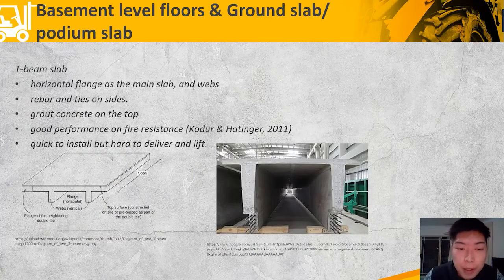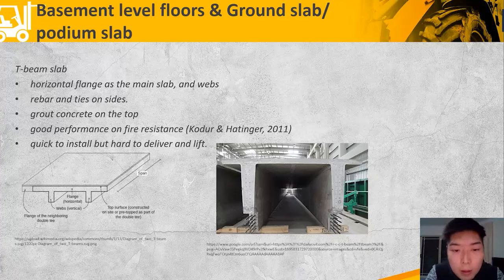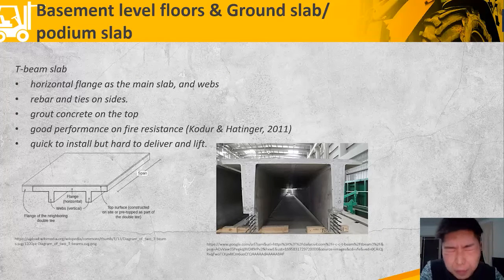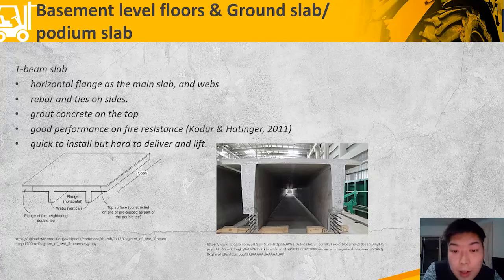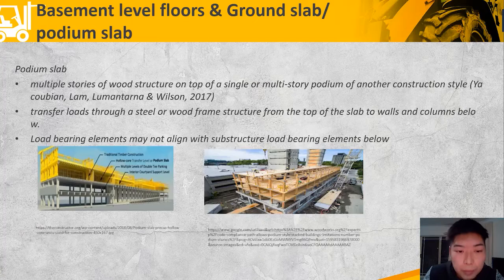Next, T-beam slab usually has a horizontal flange as the main slab and webs connected to the bottom. Normally at the sides of the slab connection edge, there will be rebars and ties to resist tension and compression. Lastly, grout concrete on the top.